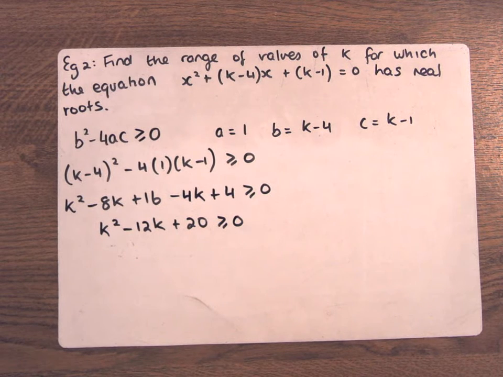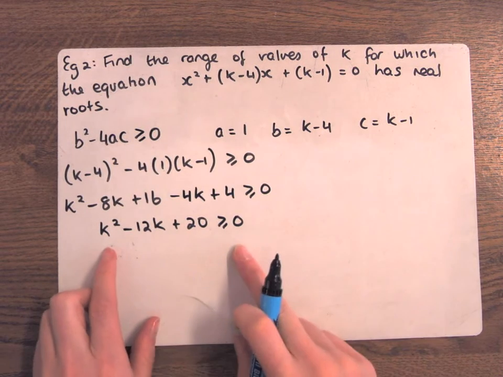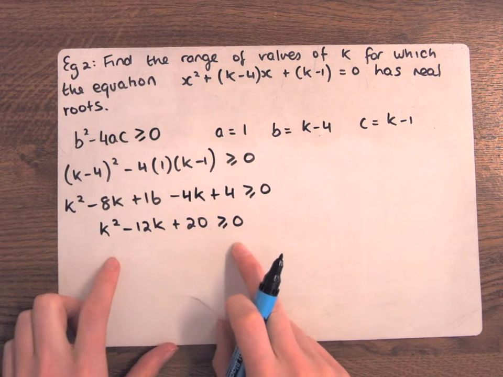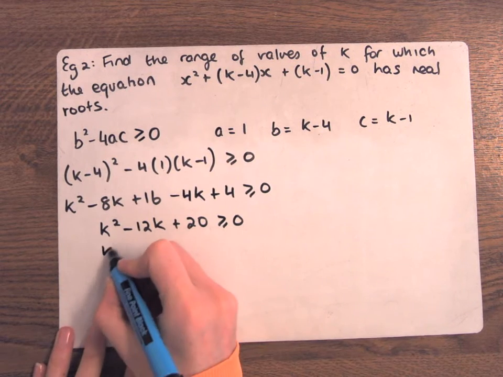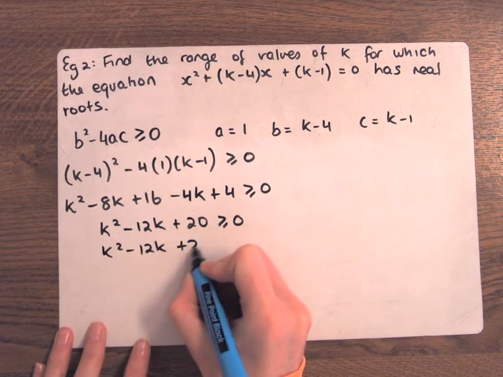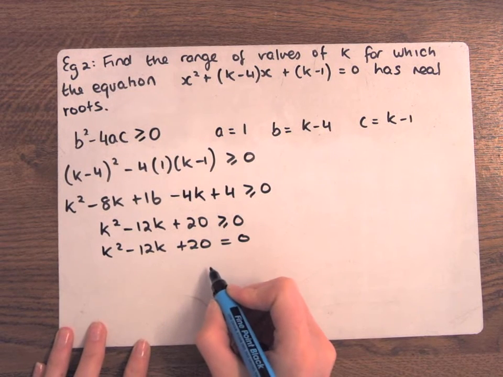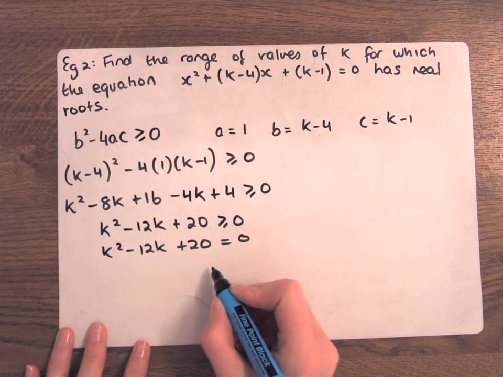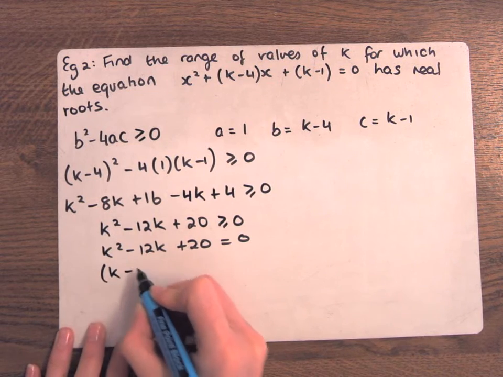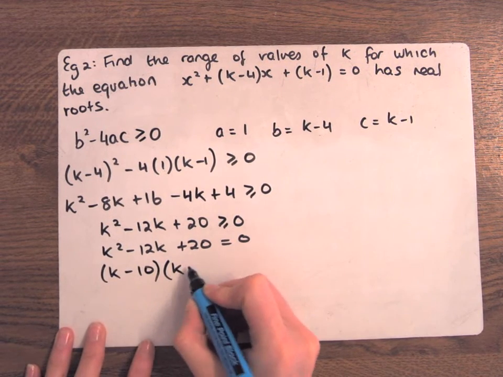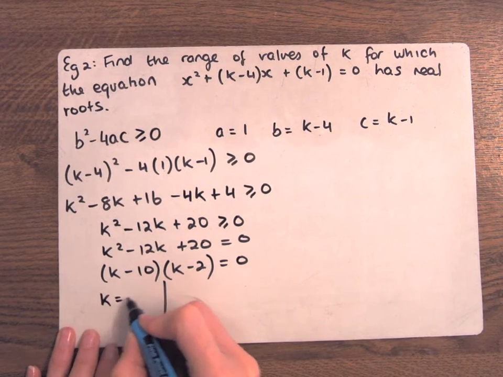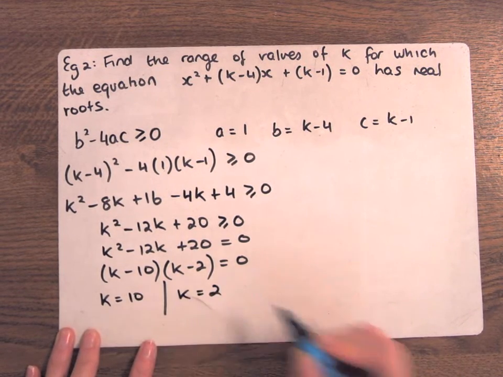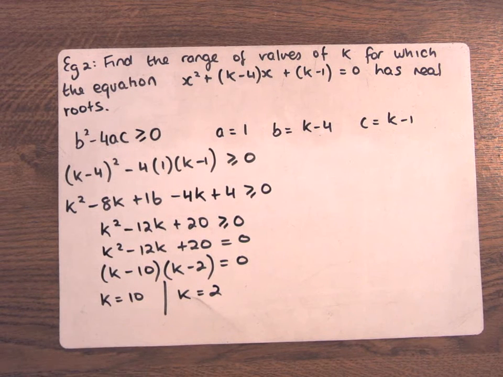Okay, so now I'm trying to solve k squared minus 12k plus 20 greater than or equal to 0. Start your steps. What's my first step? Solve it equal to 0. Exactly. So, factors of 20. 10 and 2. It's going to be minus and a minus, isn't it? k is 10. k is 2. That's it solved equal to 0.